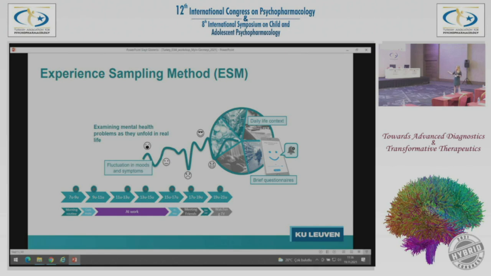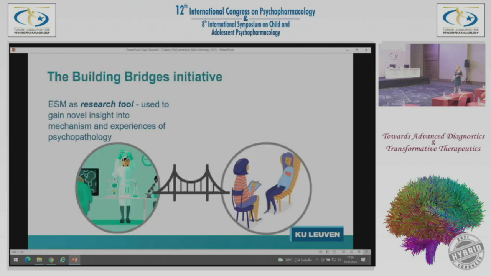You can actually measure the fluctuation in symptoms over these different moments, and you can relate that to the daily life context by asking these brief questionnaires. So we started a few years ago the Building Bridges initiative, where we said, okay, ESM is interesting as a research tool. We use it to gain novel insights into mechanisms and experiences of psychopathology.